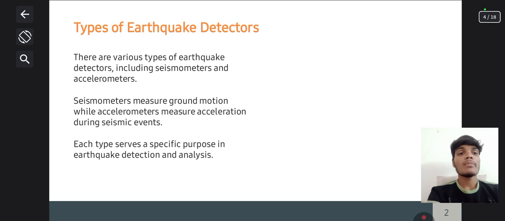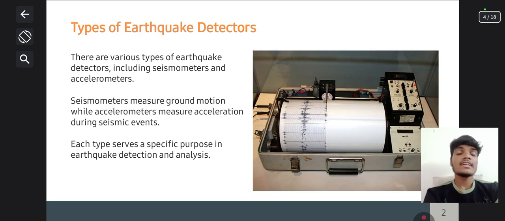the disaster management system. Next, types of earthquake detectors. There are various types of earthquake detectors, including seismometers and accelerometers. Seismometers measure ground motion, while accelerometers measure acceleration during seismic events. Each type serves a specific purpose in earthquake detection and analysis. There are two types of earthquake detectors. The first one is seismometers and the second one is accelerometers. Seismometers measure only ground motion, but accelerometers measure the acceleration of seismic events. Each type serves a specific purpose in earthquake detection.